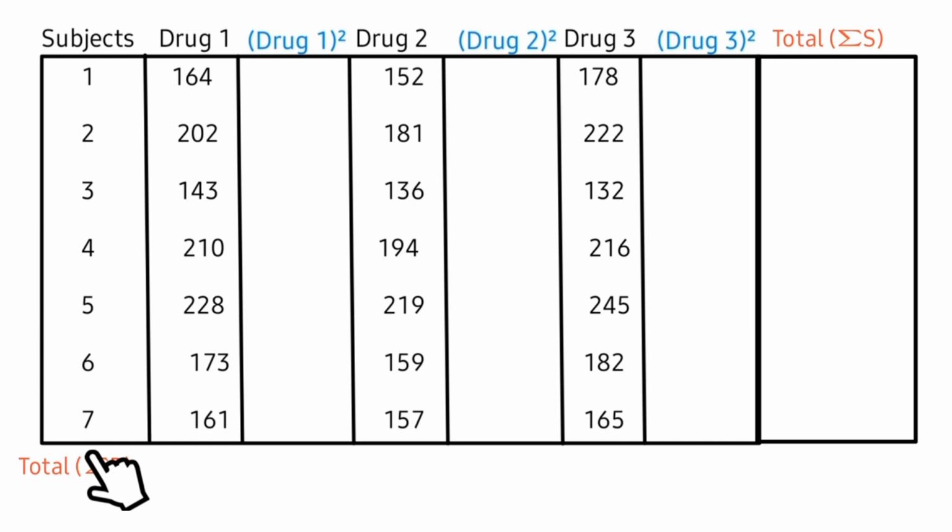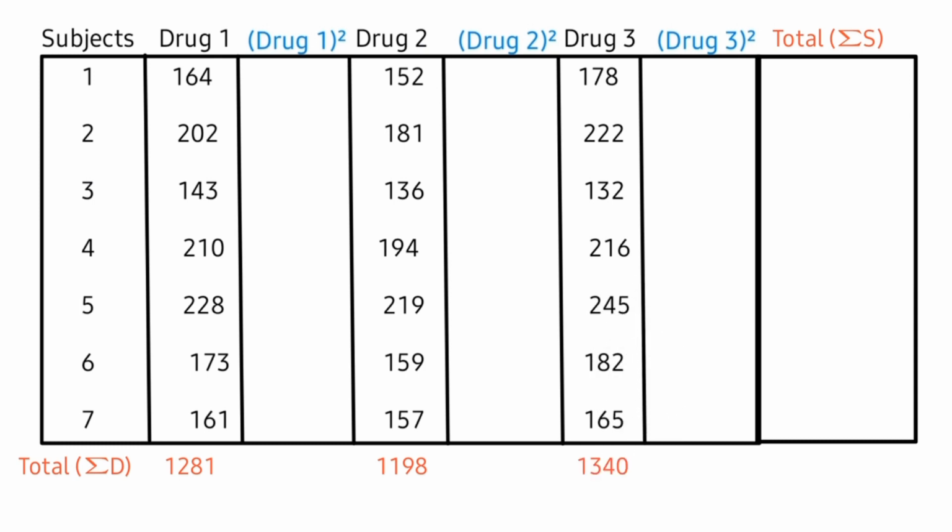Summation of drugs is represented with summation D. 164 plus this, plus this, plus this, plus this, plus this, lastly plus this, gives this. 152 plus this, plus this, plus this, plus this, plus this, lastly plus this. 178 plus this, plus this, plus this, plus this, lastly plus this.